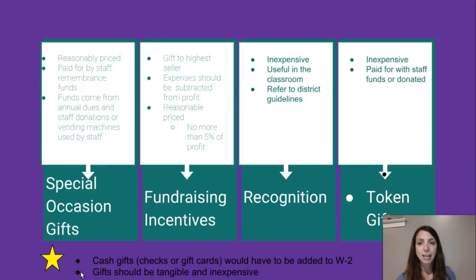Fundraising incentives can be provided if staff is involved, but just remember that those expenses should be subtracted from the profit and that it's reasonably priced, meaning 5% or less. Recognitions, these should be inexpensive, useful in the classroom, and make sure we're always referring to district guidelines. Token gifts, they should be inexpensive, and again, they come from staff funds or donated funds.